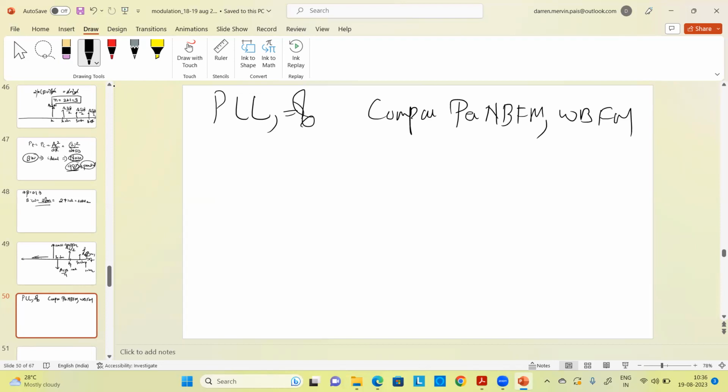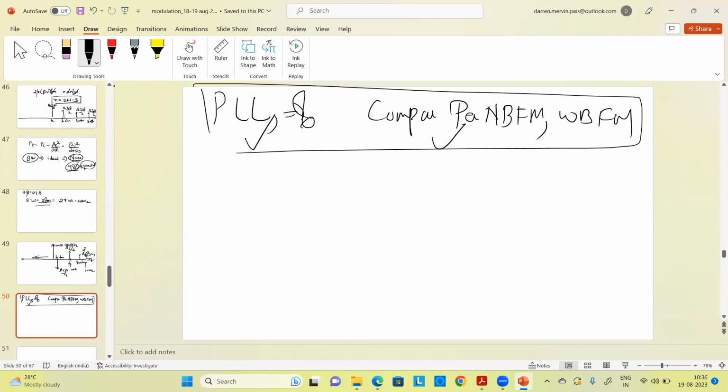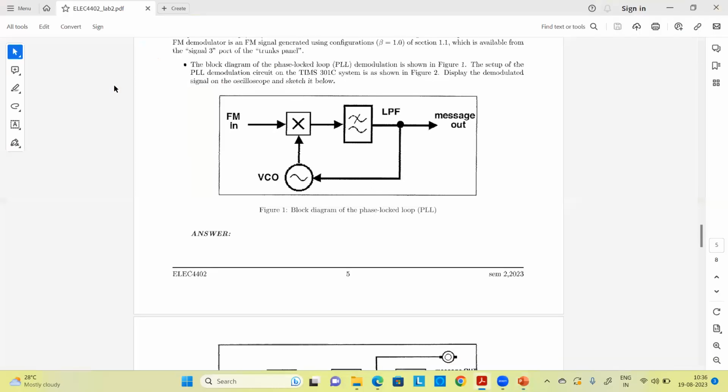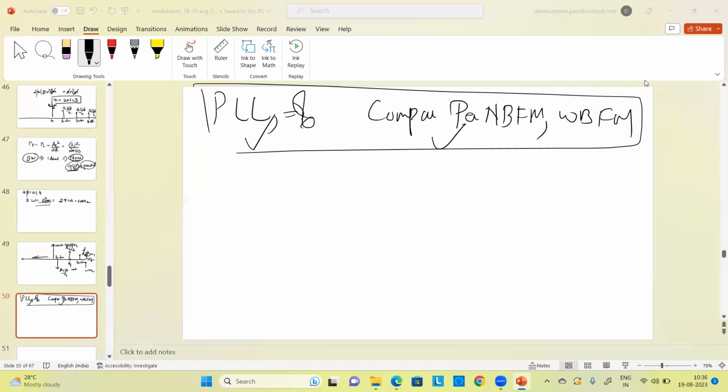These two comparisons I will do for you. I will teach you PLL and teach you this part. With this, I will be done with what I had to teach in terms of demodulation of frequency modulation. After this, there is one more concept of comparison of amplitude modulation and frequency modulation.